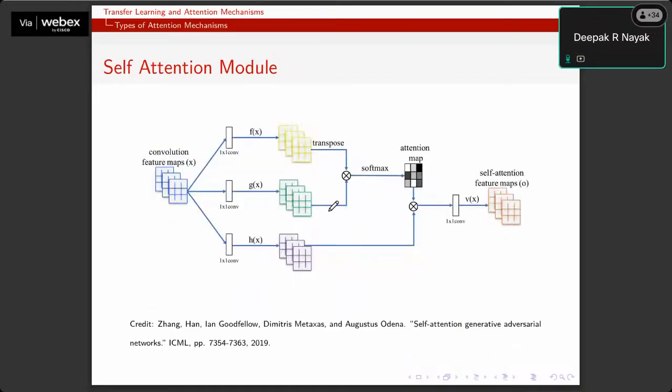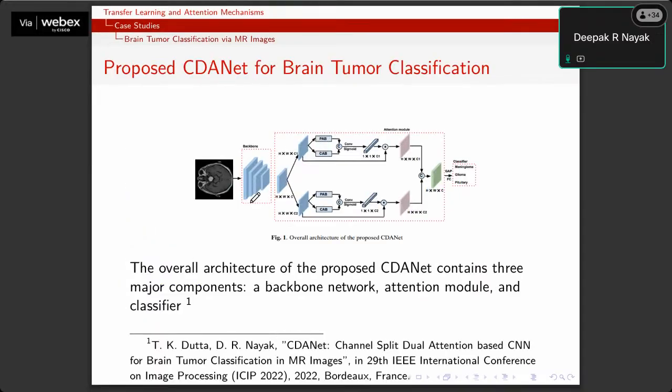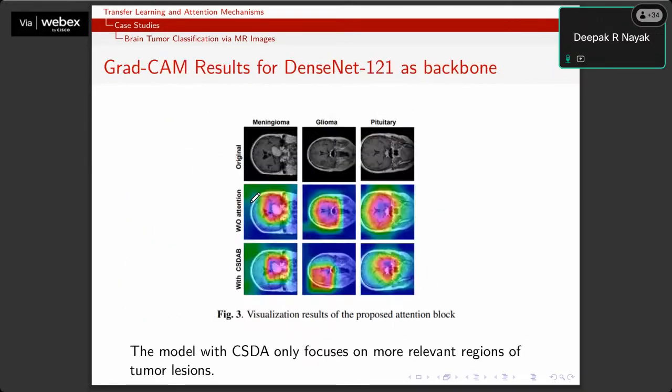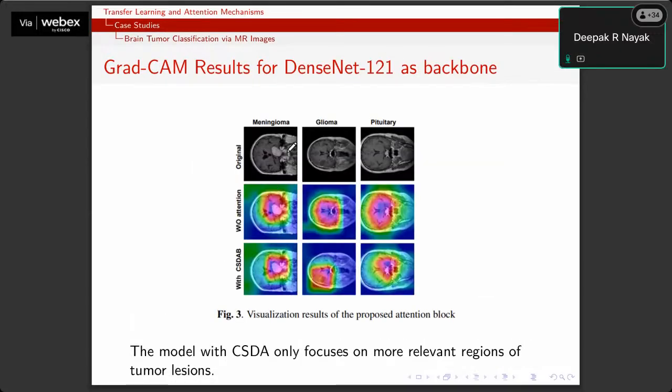And it is also trying to locate the important regions and all. Let me also show you some of the case studies, which I'll also show you tomorrow. So here are some of the attention mechanisms which we developed, right? This is the whole attention mechanism which we developed, known as channel split dual attention. We'll discuss tomorrow in detail. That was published in the 29th International Conference on Image Processing, one of the oldest conferences in the field of image processing. And this was the result which we have got.